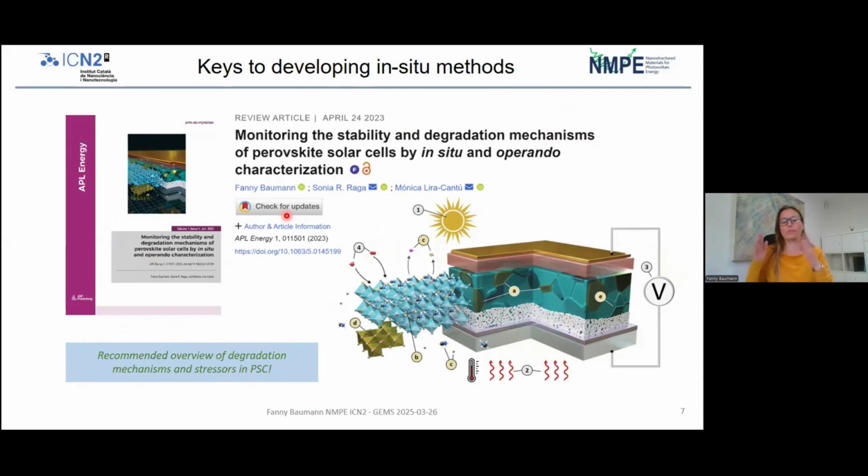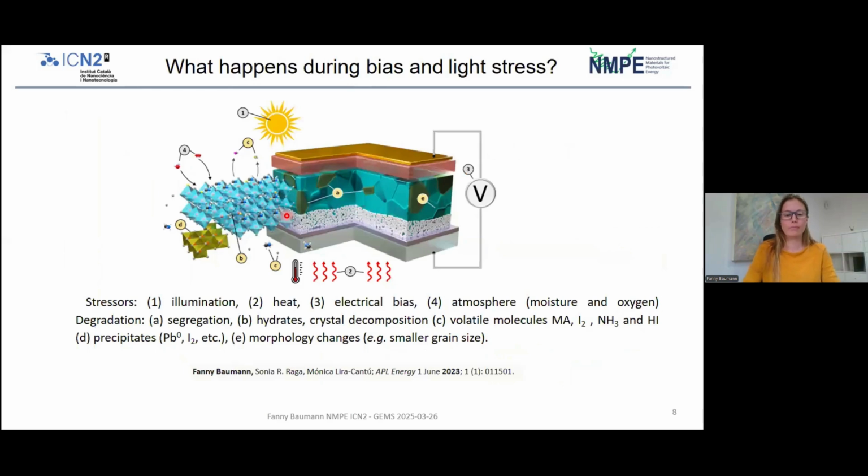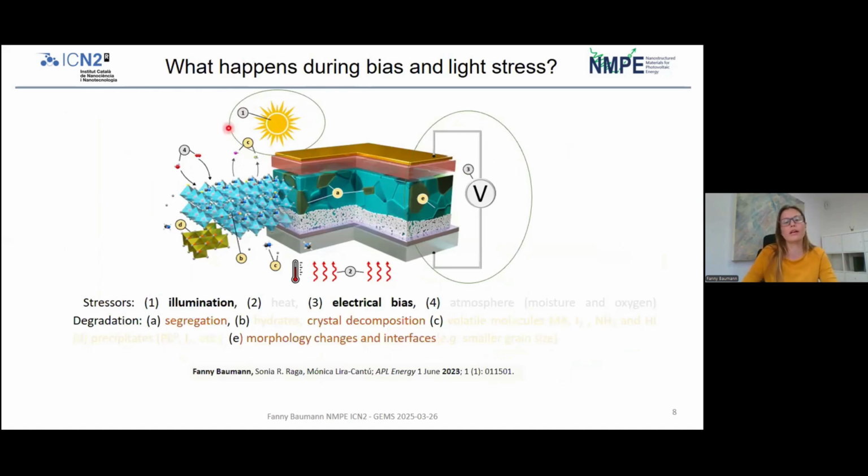among stressors, as well as parallel effects, to try to understand how different stressors can be combined to produce certain conditions in our solar cells that can lead to better testing conditions. In our case, we were a bit interested after our review to combine these two stressors. So we wanted to use illumination and voltage bias in combination. And when we apply these stressors, we would expect some effects such as segregation, crystal decomposition, and maybe morphology changes and changes at the interface, so it's related to defects.